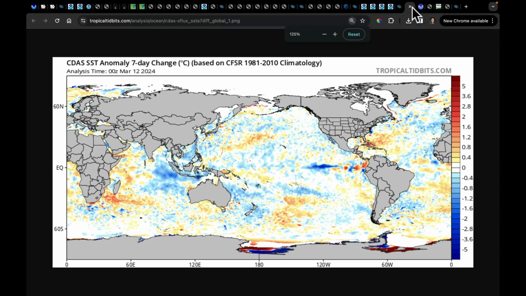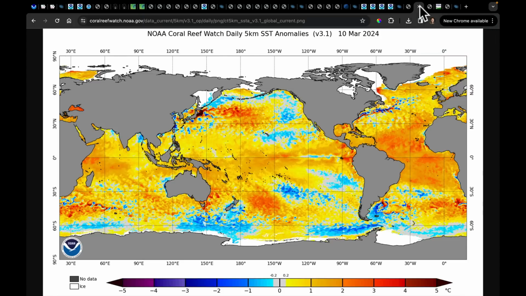Bigger picture things. This is the last 7 days of ocean temperature change. So there's that colder water that's emerged there. Not a lot of change in the North Pacific. All right. This has gotten a little cooler as well. This is over in the Indian Ocean dipole area.